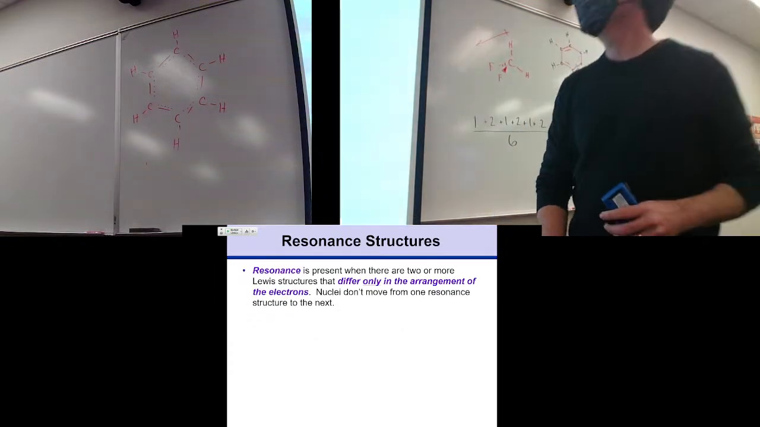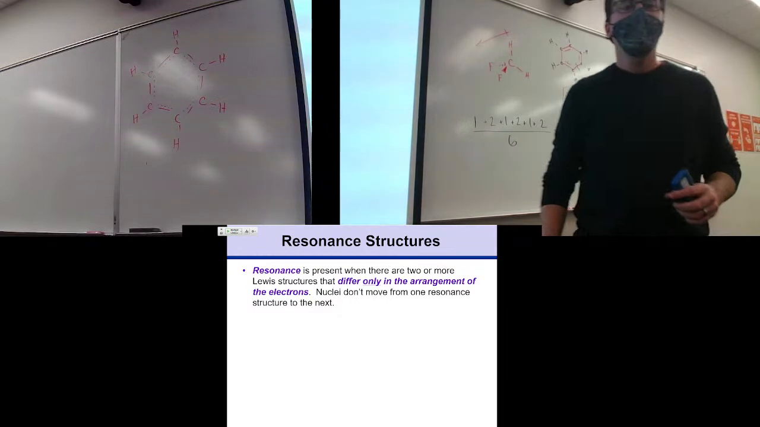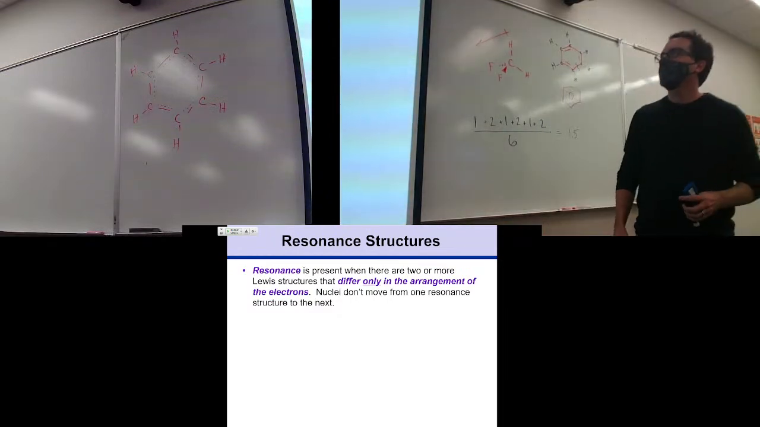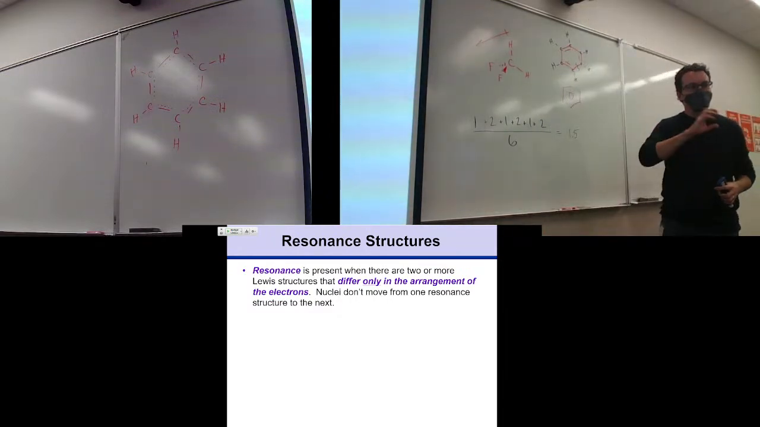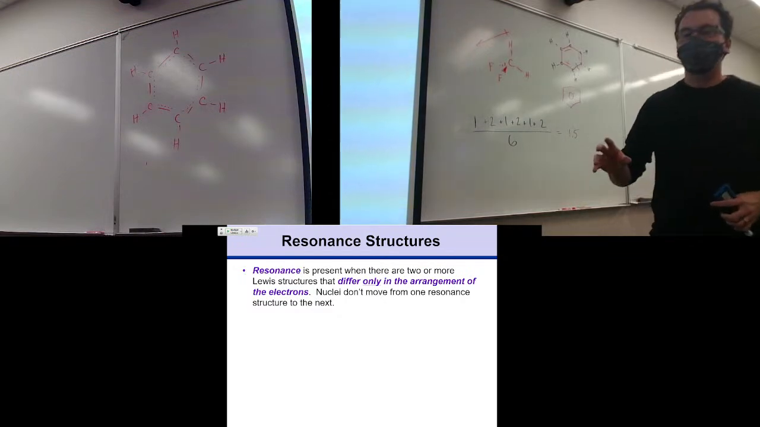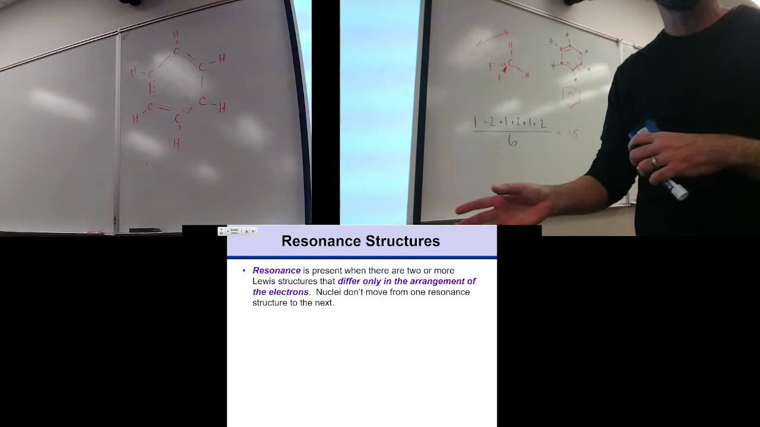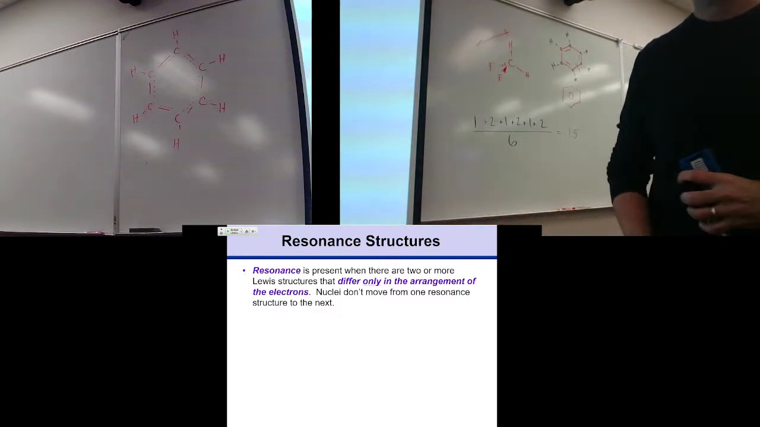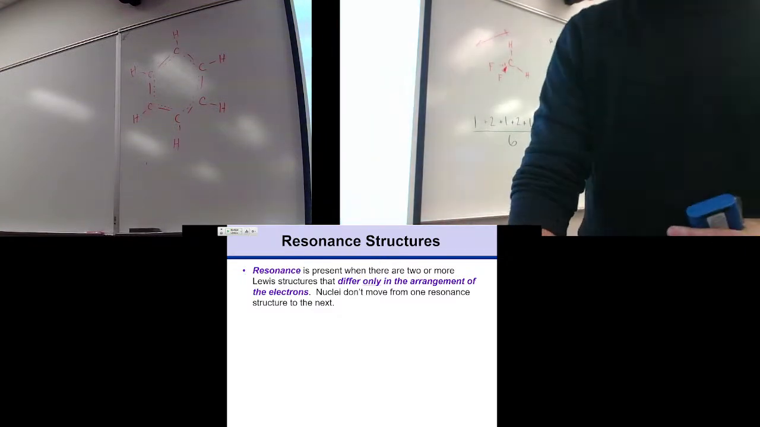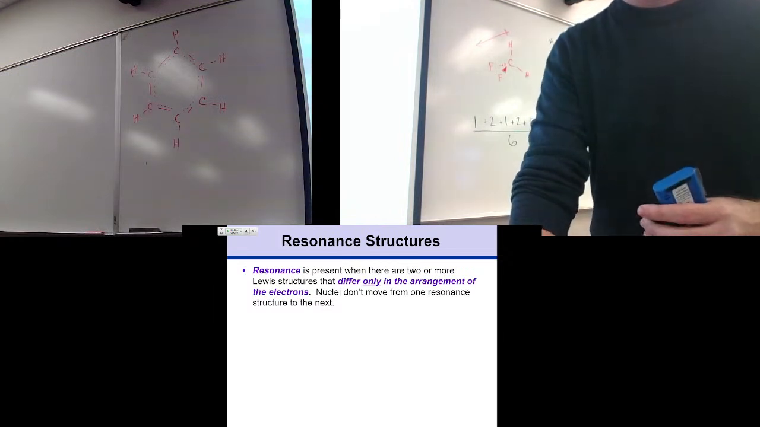So we know about resonance. Again, I'm going to remind you that we don't move atoms around. We're only moving electrons around. So if you can draw the Lewis structure a different way with different connections, that's not a resonance structure. Okay? A resonance structure is only where you change where the electrons are. That's it.